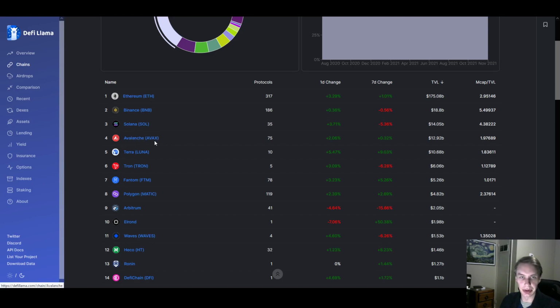And then more recent protocols like AVAX, or Avalanche, have really been exploding, and I would argue really on the back of its DeFi ecosystem, that it's been able to grab a lot of DeFi market share. It now sits at number 4 in terms of DeFi market share.